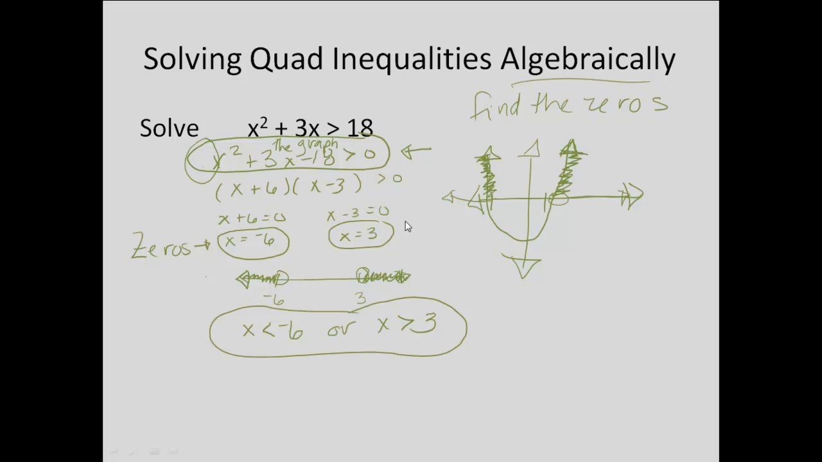So if we look back at what I did, the first thing was find the zeros. Second thing was sketch a picture so I knew which part I was looking for. And then I used a number line to help me write my inequality.